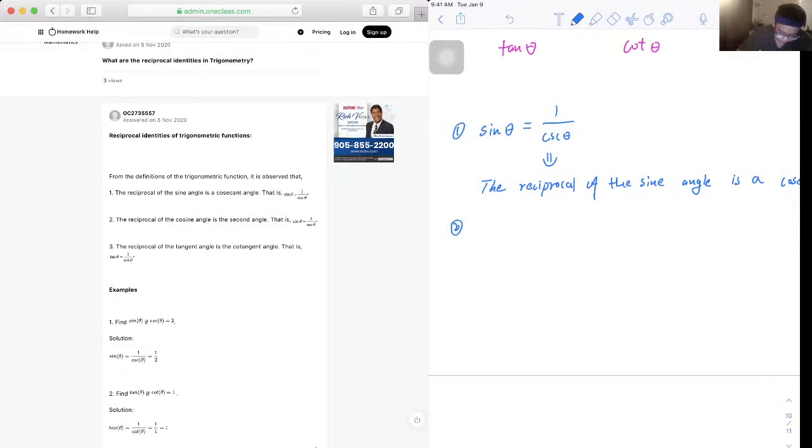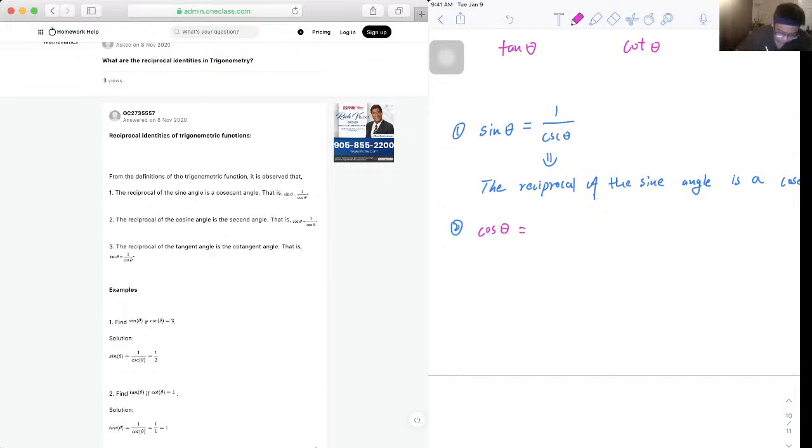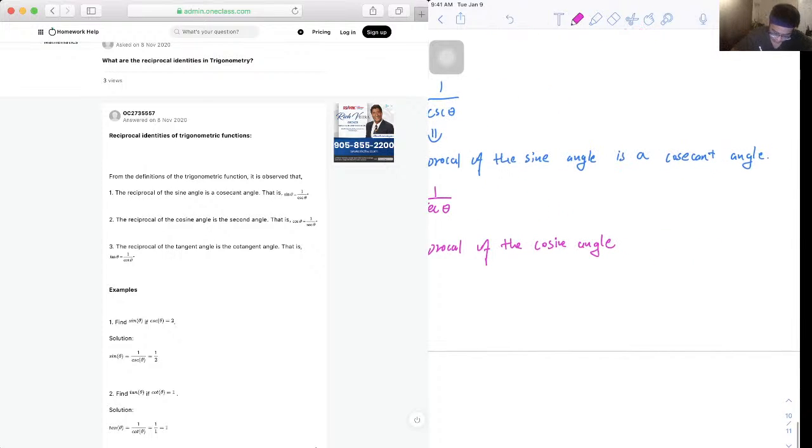In the second one, we have our cosine. So cosine theta is equal to 1 over secant theta. So this means the reciprocal of the cosine angle is a secant angle.